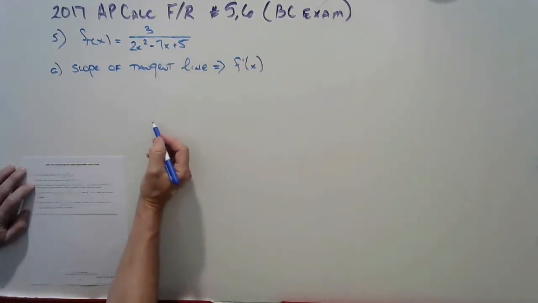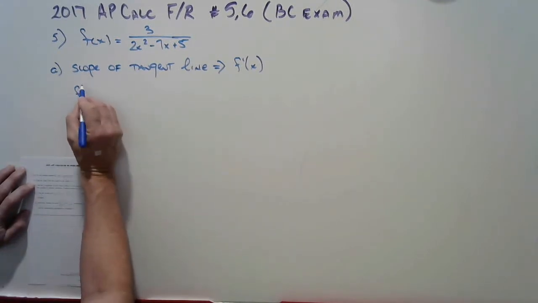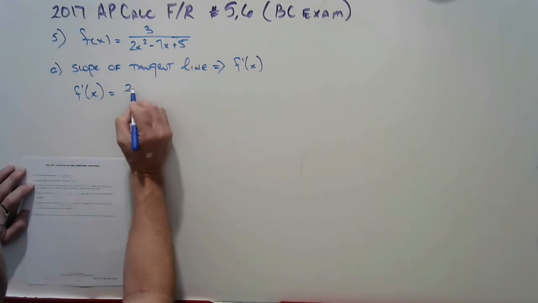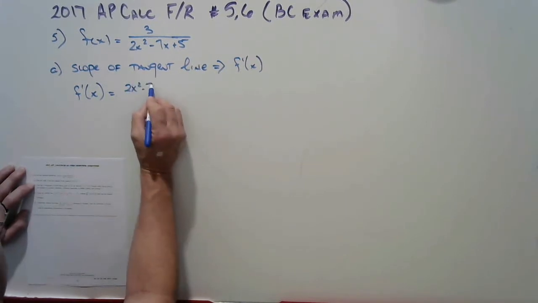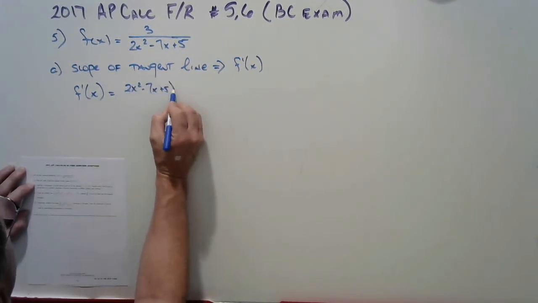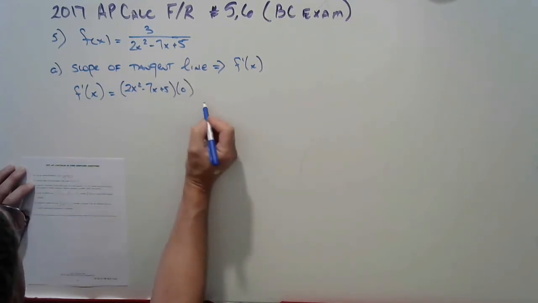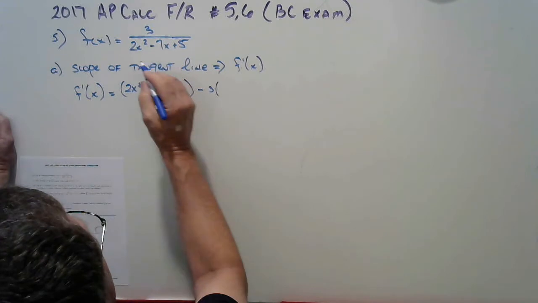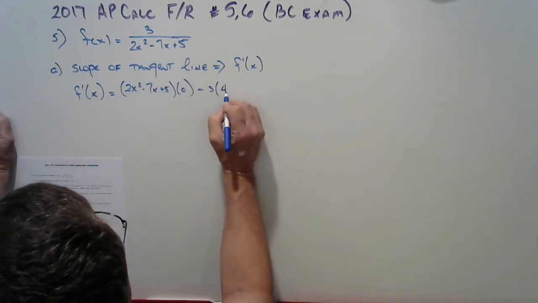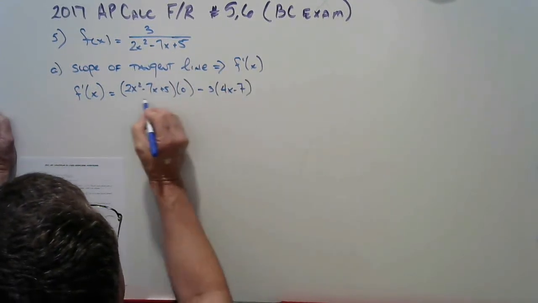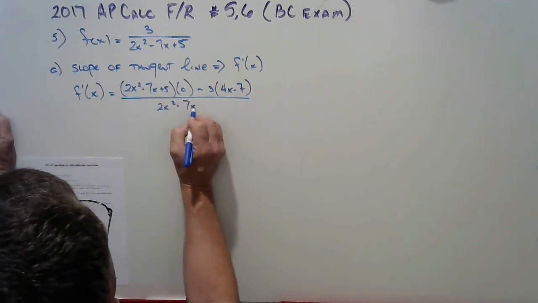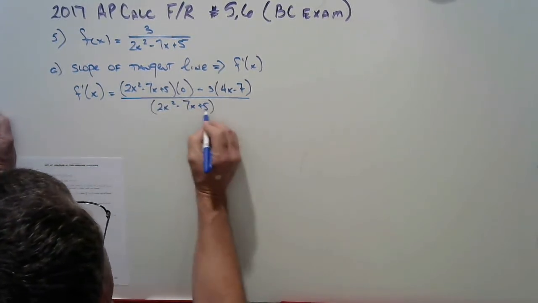So how are we going to find the derivative of this? We can just use the quotient rule if we want. All we've got to do is plug in 3. The quotient rule says denominator, 2x squared minus 7x plus 5, times the derivative of the numerator, 0, minus 3, the numerator, times the derivative of the denominator, which is going to be 4x minus 7, all divided by 2x squared minus 7x plus 5 squared.